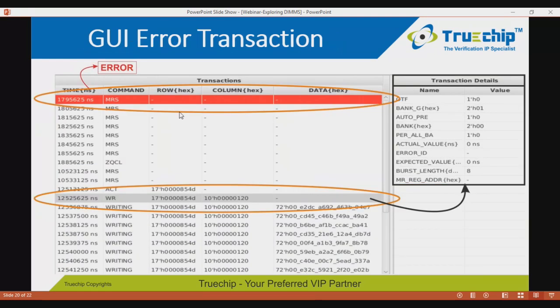Moving further, if an error occurs, it will be highlighted in the red color. But in the current diagram, the transaction details is of the right transaction, which is shown in the gray color. You can get all the details of the error by selecting the red color row.